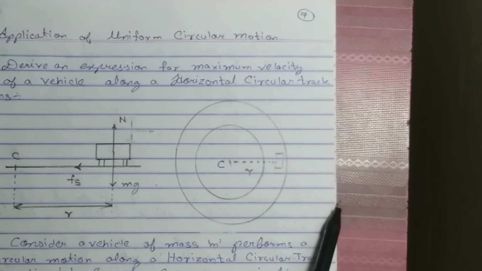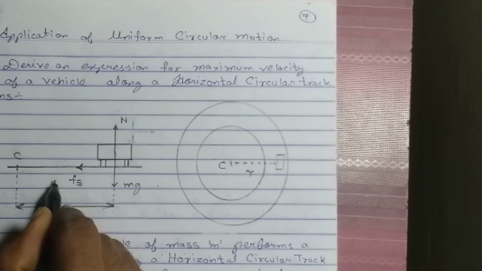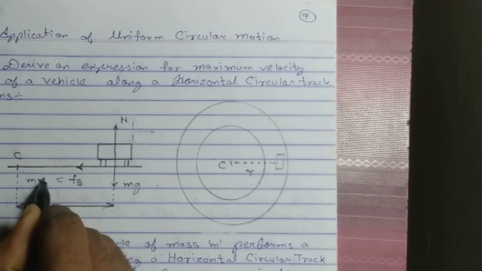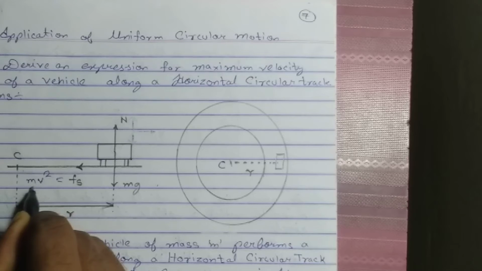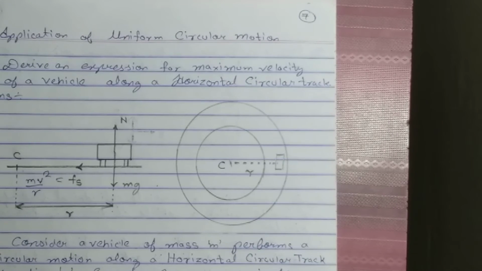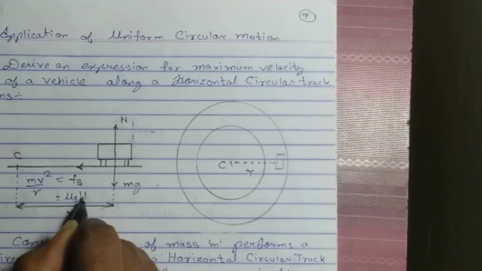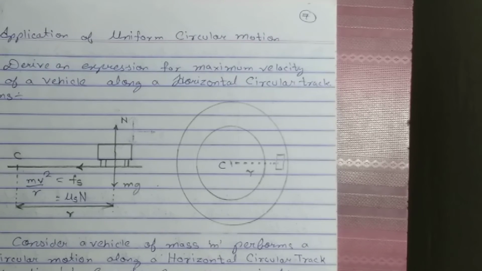What is the necessary centripetal force? If the vehicle is moving along the circular track with a velocity v, then the centripetal force is given by mv square by r. Students, one more formula for Fs is also there. If I consider mu s as the coefficient of friction, then Fs is given by mu s into N also.